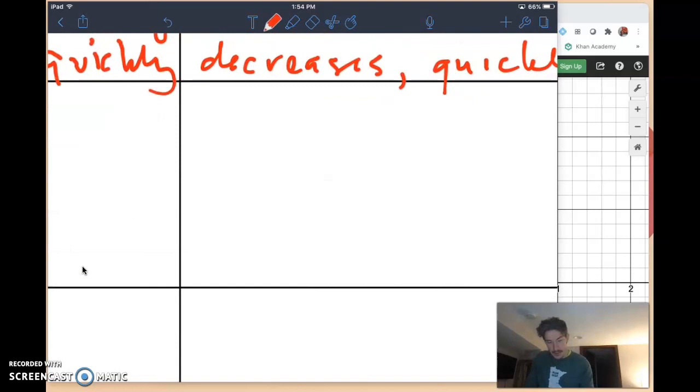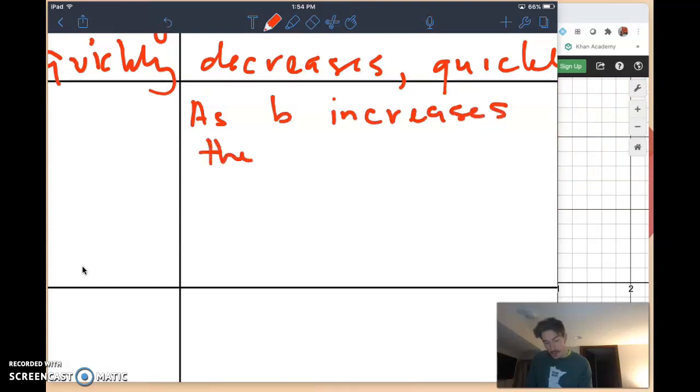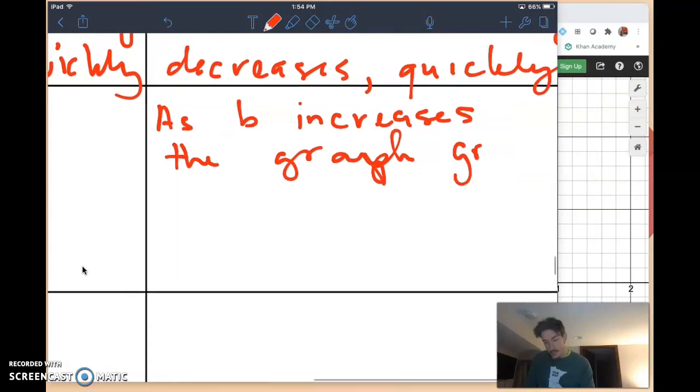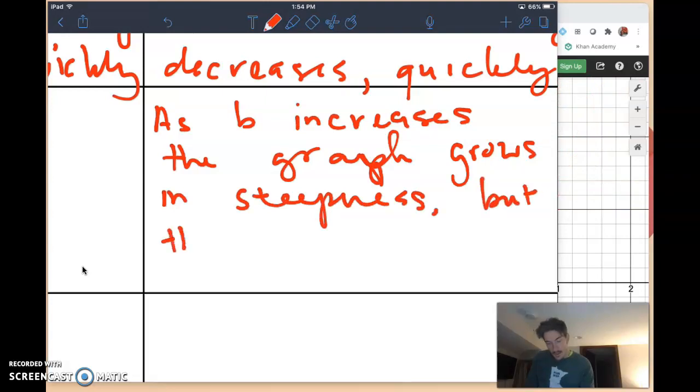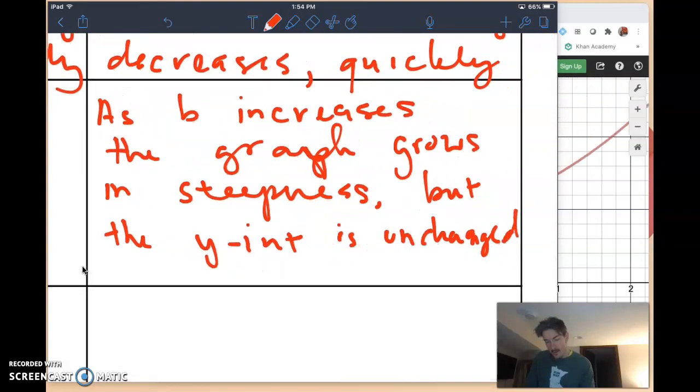As b increases, the graph grows in steepness, but the y-intercept is unchanged. Trying to fit it all on there. Okay, but the y-intercept is unchanged. Now, I can do the exact same thing.